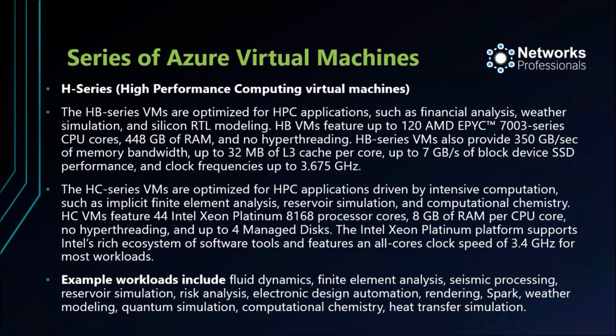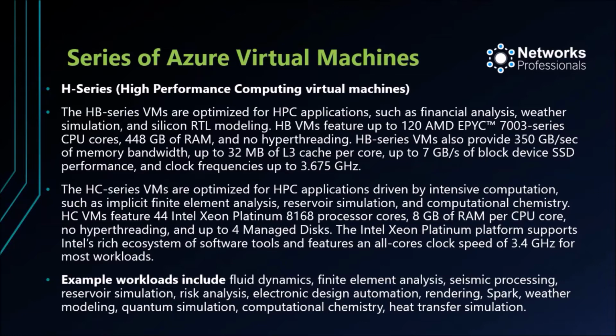H series virtual machines are high performance computing virtual machines. The HB series virtual machines are optimized for high performance compute applications such as financial analytics, weather simulations, and silicon RTL modeling. HB VMs feature up to 120 AMD EPYC 7003 series CPU cores, 448 GB of RAM, and no hyper-threading.